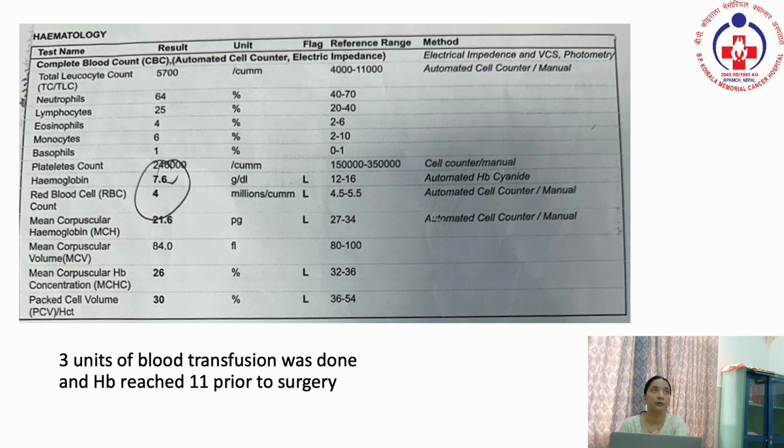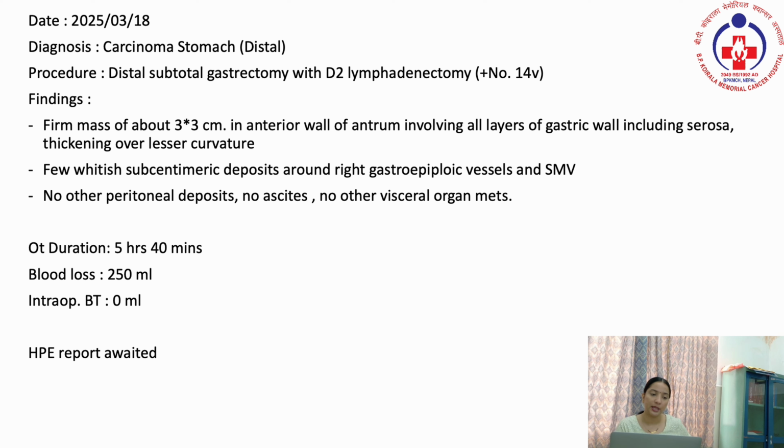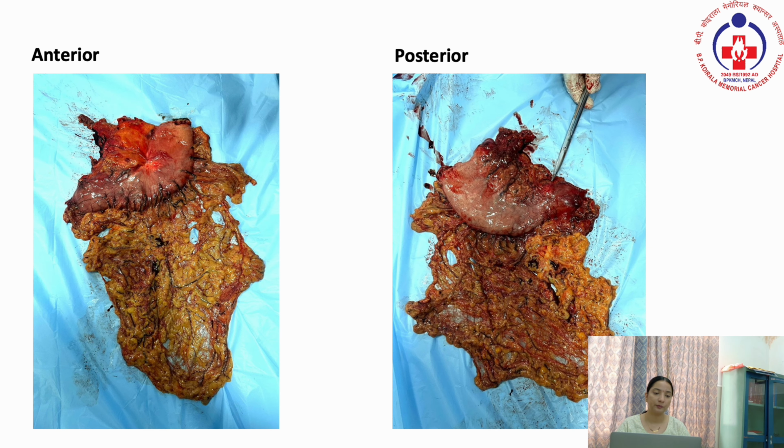Intraoperatively, we found a firm mass about 3 by 3 centimeters in the anterior wall of the antrum, which was involving all layers of the gastric wall, including the serosa, and there was also a small thickening over the lesser curvature. We encountered a few whitish subcentimetric deposits around the right gastroepiploic vessels and the superior mesenteric vein, which we removed. No other deposits, ascites, or other visceral organ metastasis were seen.